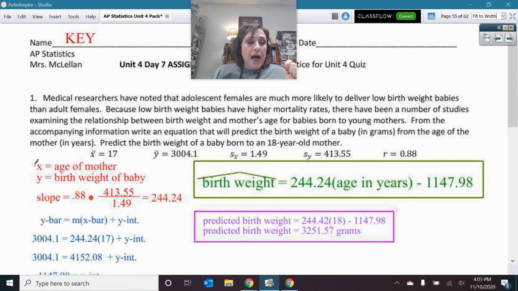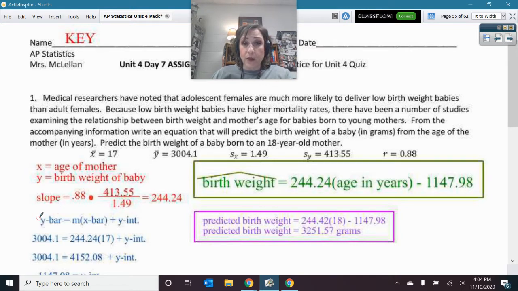So here we go. I first acknowledged that X was the age of the mother as the explanatory, Y was the birth weight of the baby. So then you will have this equation on the board that the slope equals R times the S of Y over S of X. Okay, so that will be on the board because that is on your AP formula chart. So that's given to you. So I plugged in those numbers from up here. Got a slope of 244.24.